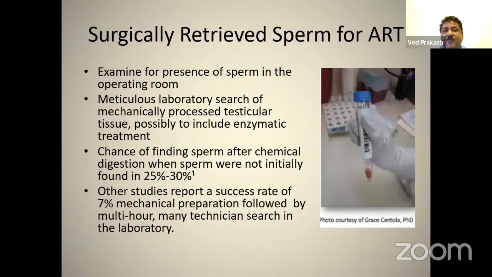First, examine for the presence of sperm in the operating room. Then a meticulous laboratory search of mechanically processed testicular tissue, possibly including enzymatic treatment like collagenase. The chance of finding sperm after chemical digestion, when sperm were not initially found, is 25 to 30%. So sometimes we also use collagenase, that digestive enzyme, to get these sperm. Another study reports a success rate of 7% with mechanical preparation, followed by a multi-hour, multi-technician search in the laboratory.